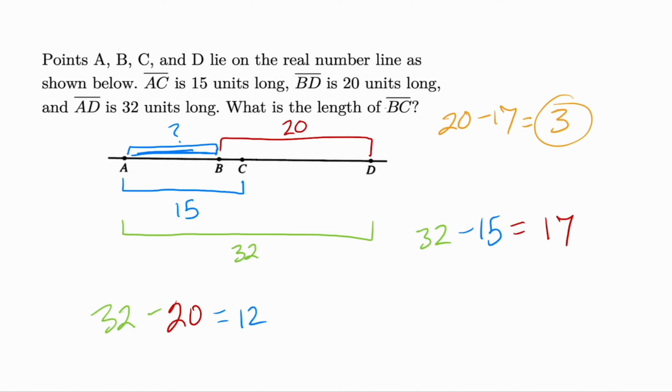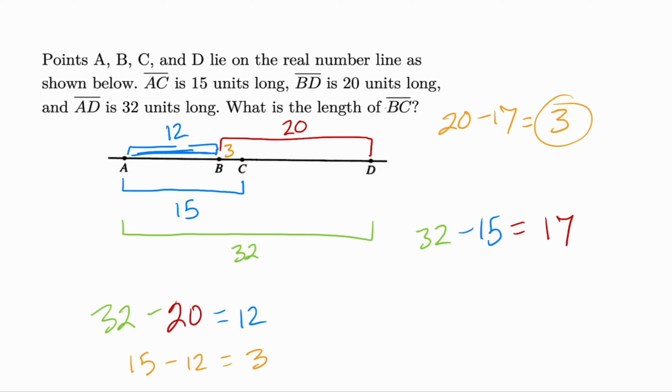And again, now that we know that that smaller section is 12, now we can compare AB with the larger segment AC, because the difference between those is just this little guy BC. So now we can do 15 minus 12, and once again we can see that that little segment is 3.